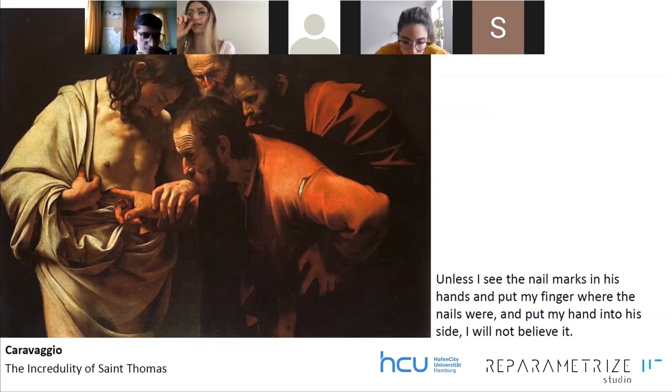So he says, the saint says, unless I see the nail marks on his hands and put my finger where the nails were and put my hand into his side, I will not believe it. So even the eye is not the sense that we think is properly giving us the sense of reality. So the sense of reality might move from the narcissistic eye to the touch, to be able to touch the things.